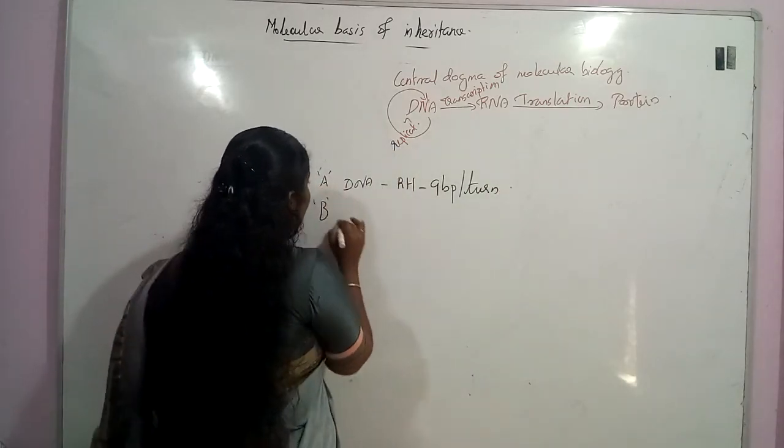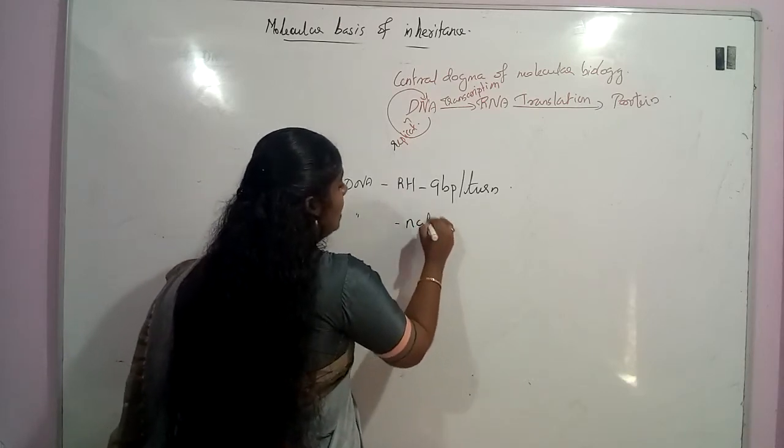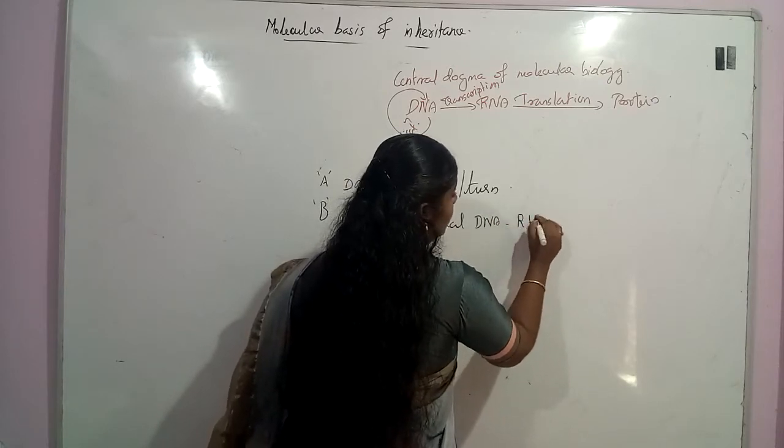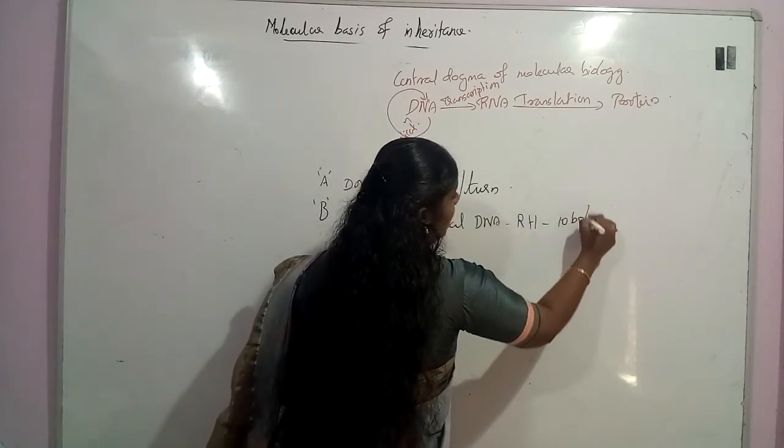B DNA is natural DNA, we said already, and it is a right-handed helical structure and it shows 10 base pairs per turn.